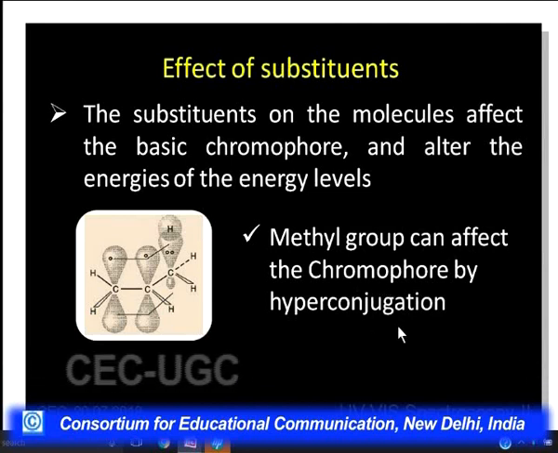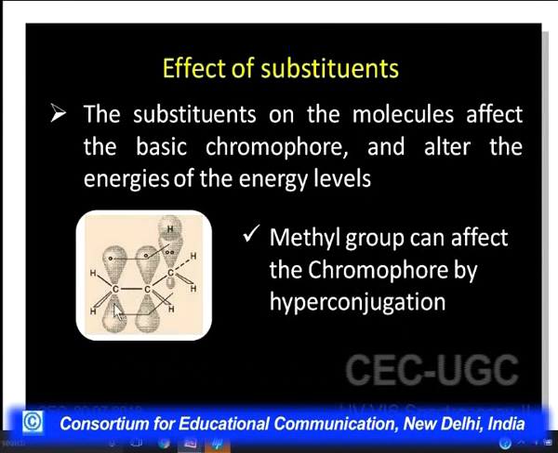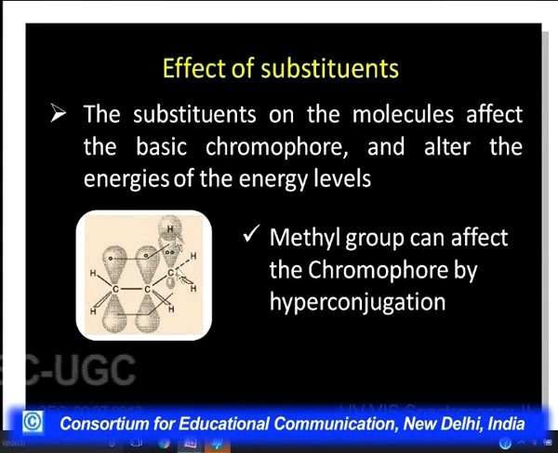I'm sure that you learned about hyperconjugation earlier in your classes. That is, you've got this as the chromophore, and this is the methyl group. I have shown only one of these kinds of orbitals. So this is basically called no bond resonance. Hyperconjugation is no bond resonance, and because of hyperconjugation we find that the lambda max shifts.